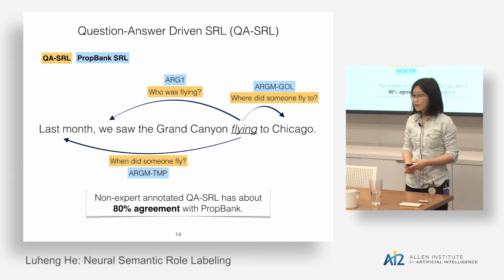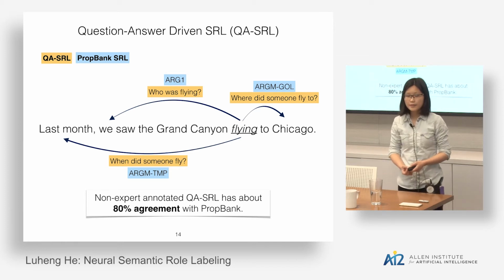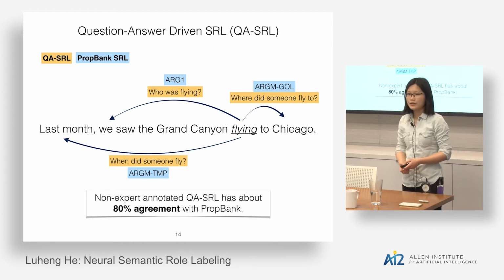What's the agreement on PropBank among expert annotators? I'm not sure about PropBank, but for QA-SRL, it's over 90%. I see. Okay. What does agreement mean here? Is it F1? Yeah, so it's F1, but it's a relaxed agreement: whenever the answer overlaps with the argument, and we do not consider labels because the space is different. Yeah, thanks. Any other questions?